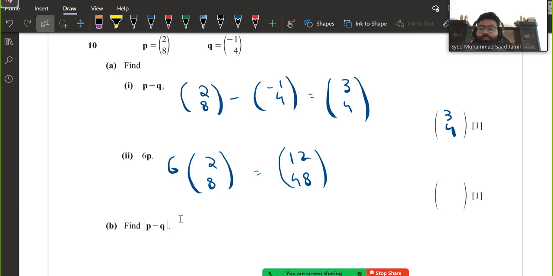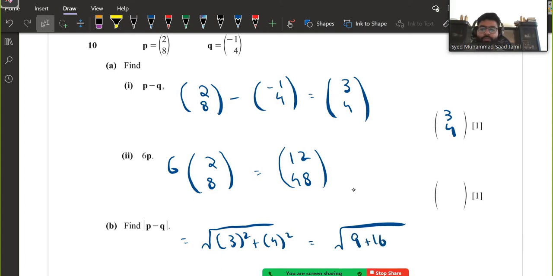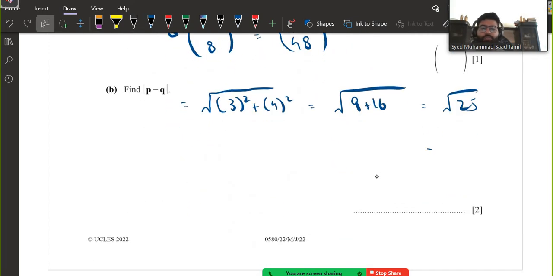Moving on, it says find the magnitude of P minus Q. These brackets basically mean magnitude of P minus Q. We already know what P minus Q is. So now under root, this is the formula for magnitude: 3 square plus 4 square. So 3 square is 9, 4 square is 16. This is going to be under root 25. And under root 25, the answer turns out to be 5.